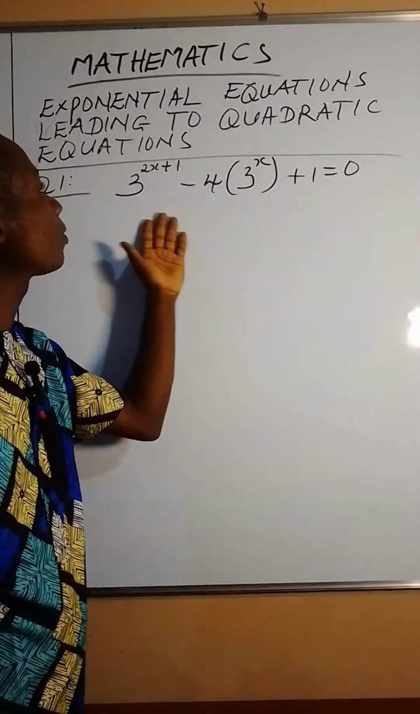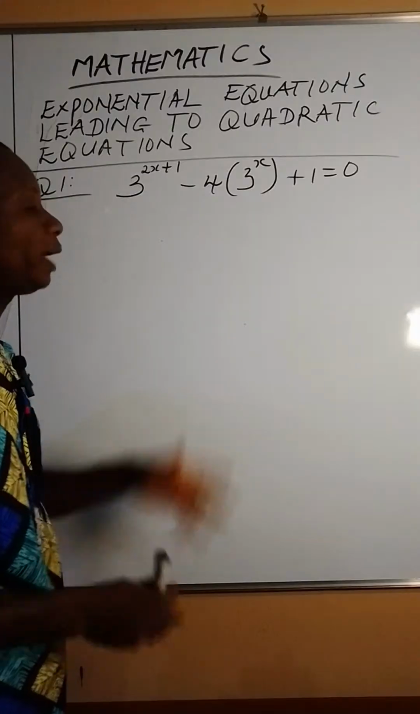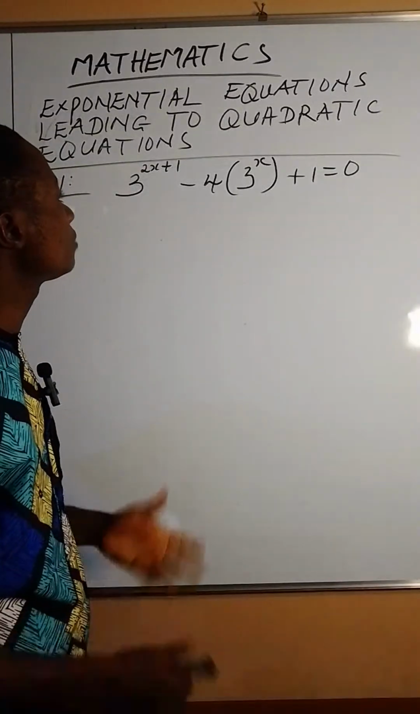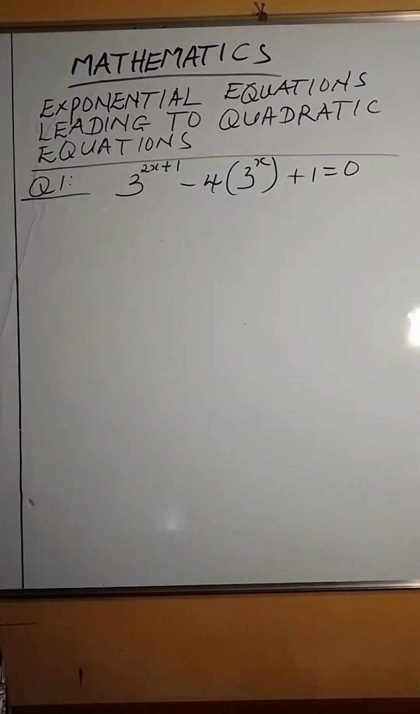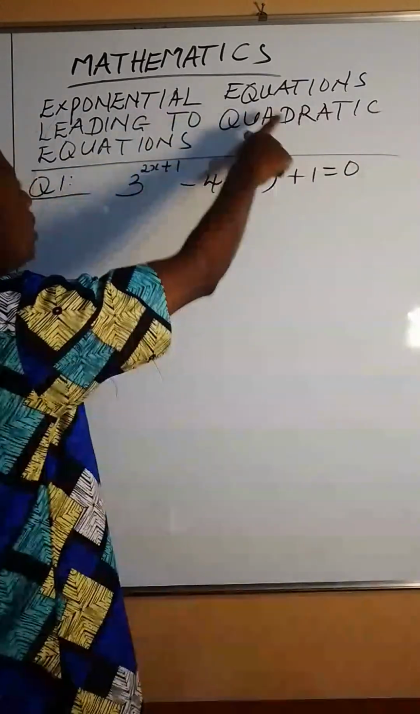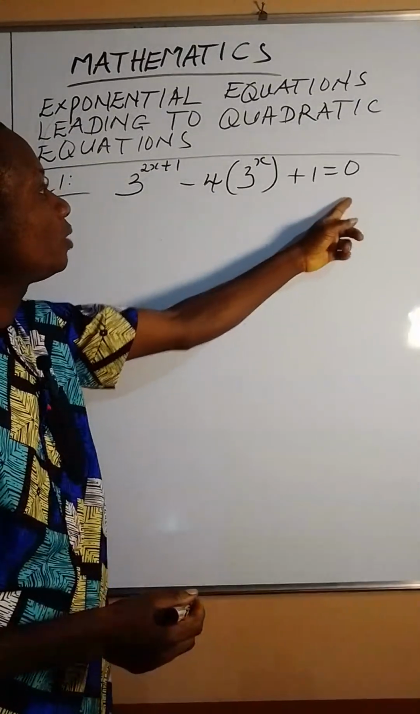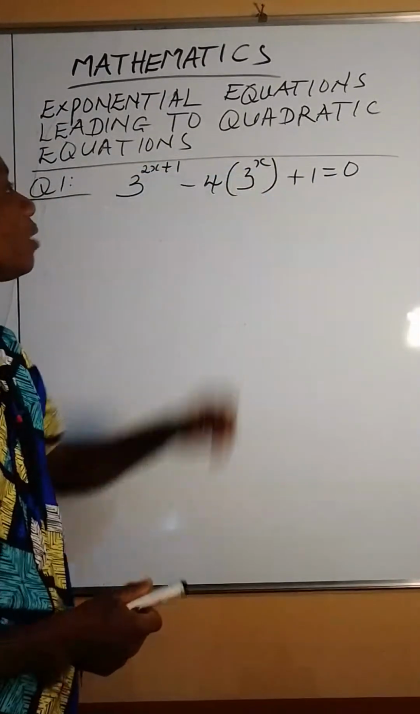Now here we have exponential equations. We are in part 2 of exponential equations. In this part, what we have right now with us is exponential equations leading to quadratic equations. All right, these exponential equations, we are going to solve in the form of quadratic equations, then come back and replace it, okay, so that we can get our x and y.